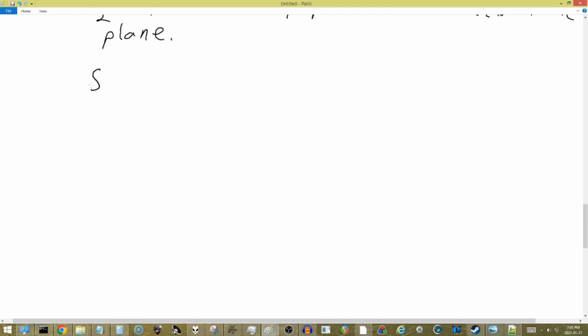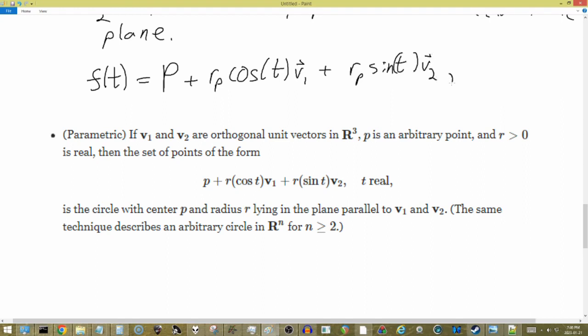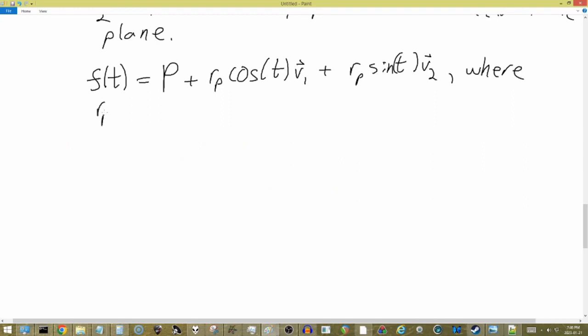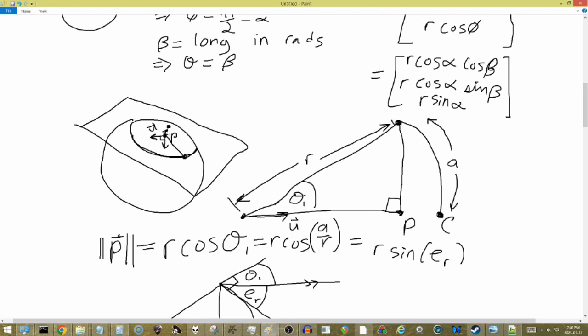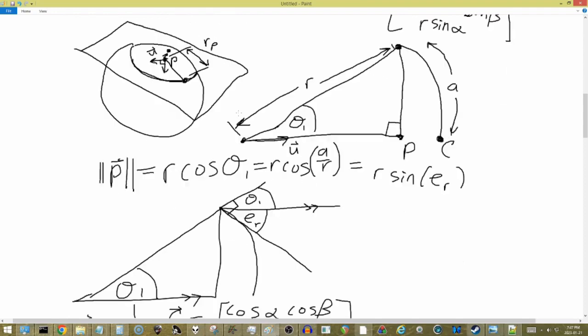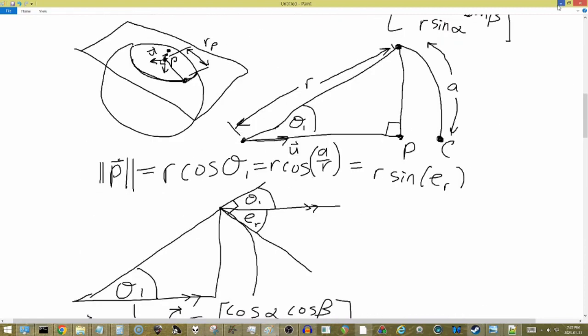That is simply going to be f of t, and t is basically an arbitrary angle, equals point P plus rp, I'll define that in a second, cosine of t v1 plus rp sine of t v2, where rp equals the radius of the circle of equal altitude in the plane. So I'll just show you, this distance here, from here to here, that's rp. This distance here is rp. Alright, so we have P, we have rp. How do we find rp? rp is just this distance here.